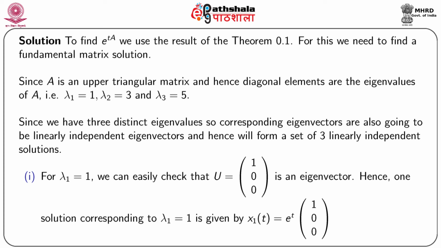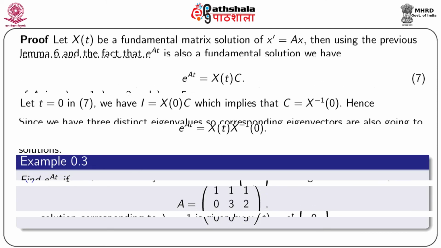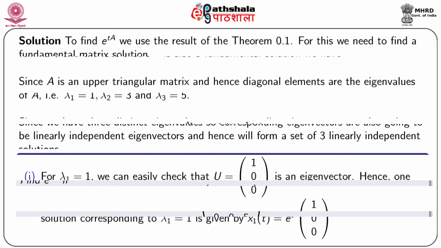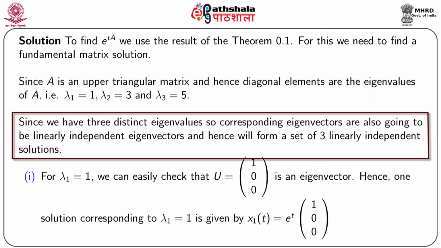is an upper triangular matrix, and hence the diagonal elements are the eigenvalues of A. That is, the eigenvalues of A are lambda 1 equal to 1, lambda 2 equal to 3, lambda 3 equal to 5. Otherwise, you can use the standard method to calculate the eigenvalues of this matrix. Since we have 3 distinct eigenvalues, the corresponding eigenvectors are also going to be linearly independent, and hence they will form a set of 3 linearly independent solutions.